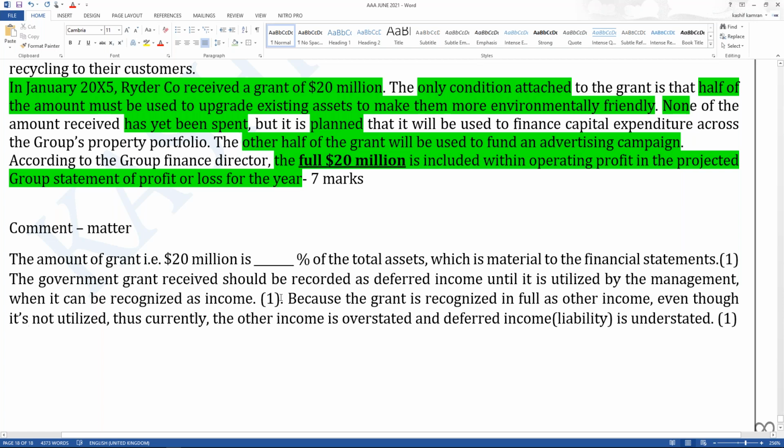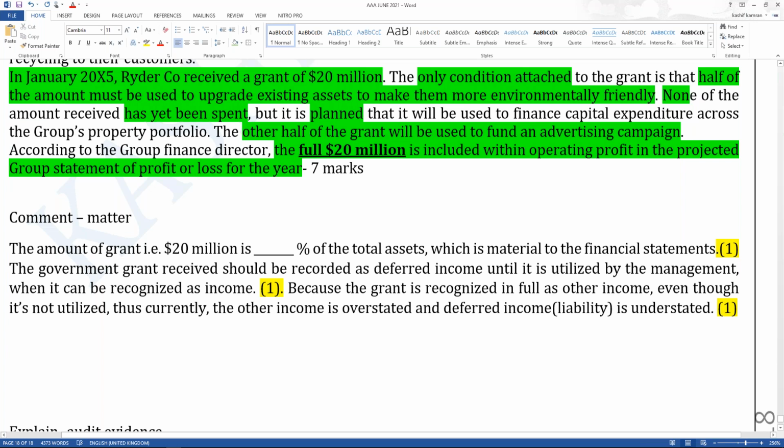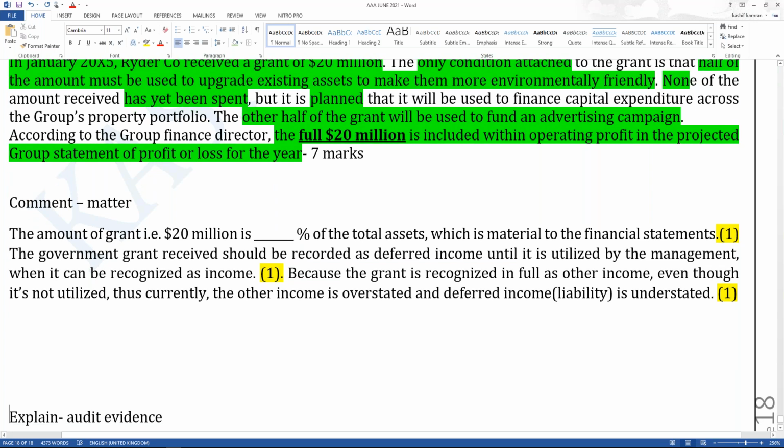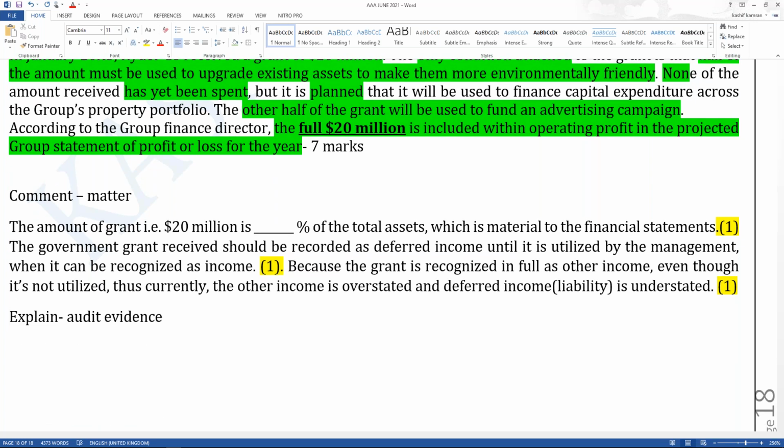So can you all see the 3 marks? Is the comment on the matter clear to everyone, how I went about it? Is that the same way you write an audit risk answer? Is that the same way you write a risk of material misstatement answer? You do, right? Great. So now once you have comment, how many marks have you got out of 7?